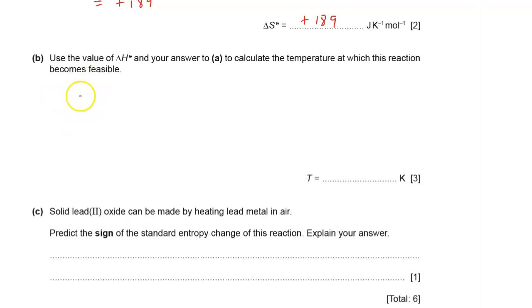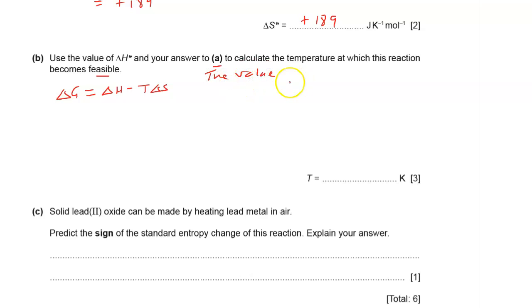Part B, use the value of the enthalpy change of your reaction and your answer to part A, which is this one, to calculate the temperature at which this reaction becomes feasible. So you're going to use the Gibbs free energy equation. So delta G is equal to delta H minus T delta S. Of course, this reaction will become feasible when the value of G is 0. So you can take note of that.